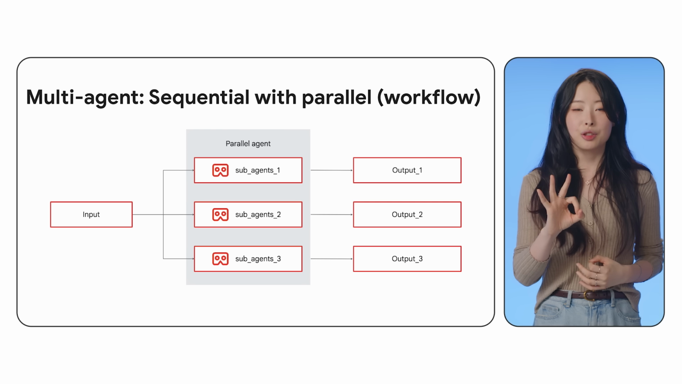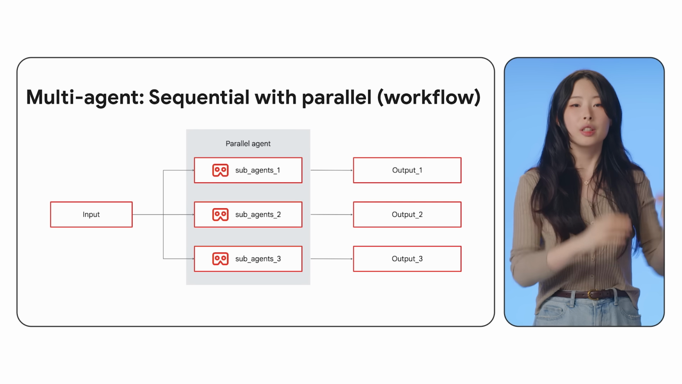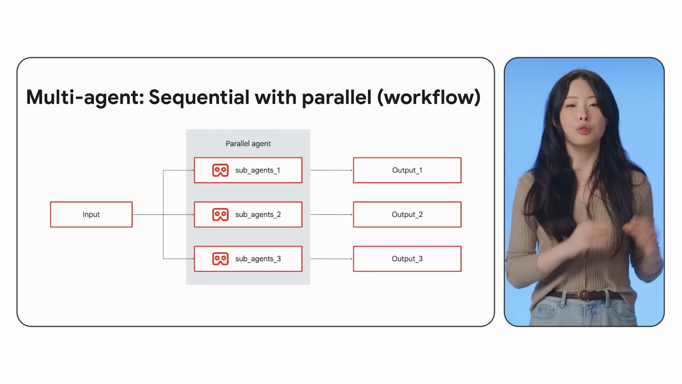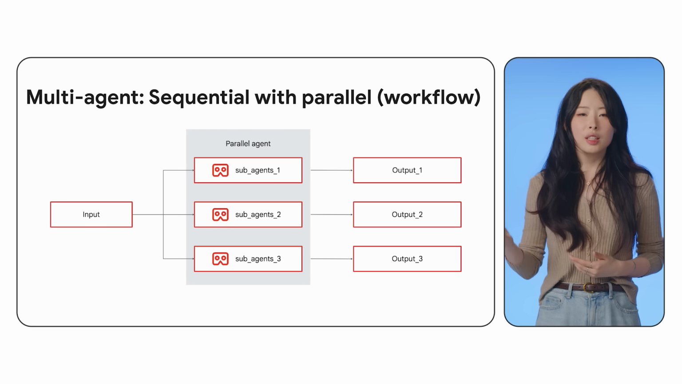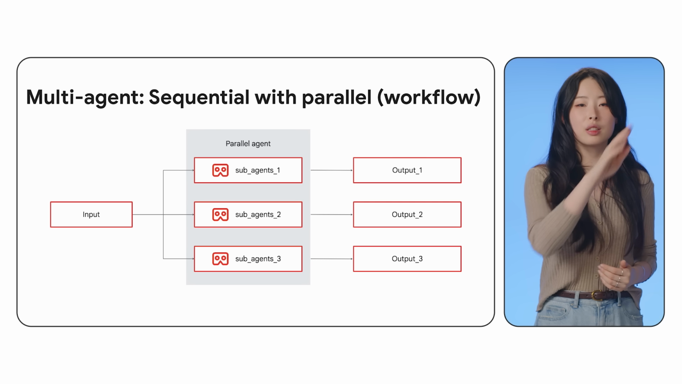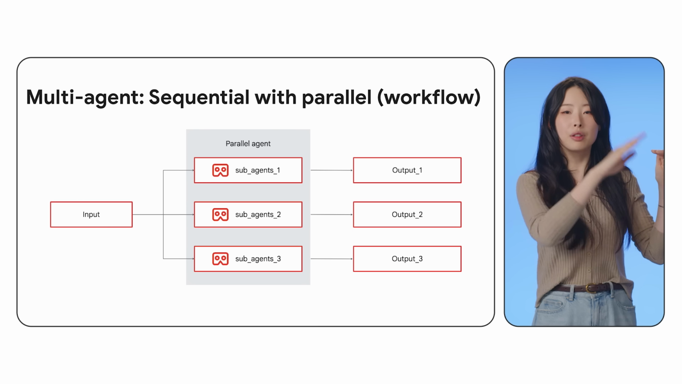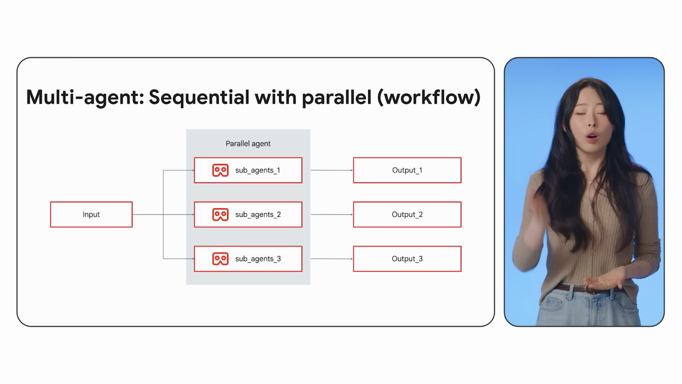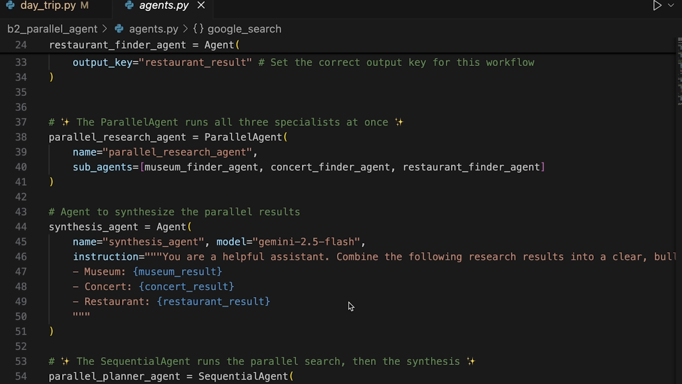We can have 3 agents, museum finder, concert finder, and restaurant finder, all searching concurrently. As you can see, this will be a lot faster compared to doing them in sequential order. Of course, after they all find something, we need to bring these results together. So a common approach is to combine this with a sequential agent. First, we run the search in parallel. And second, we run a final aggregator agent to synthesize all the results into a single trip plan. And here's the agent code on how to put them together.